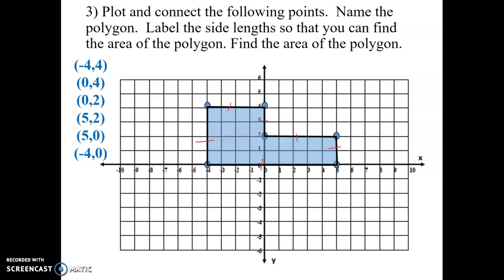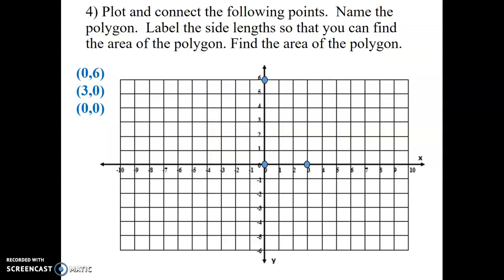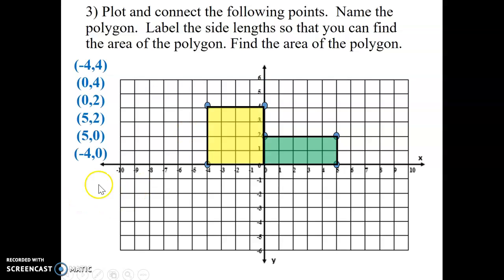So when I go to find the area of it, I might want to break it down into 2 rectangles because I can find the area of these rectangles. When I look for the dimensions, I can now find the area of 2 different figures. So I'm going to find the area first of the square, 4 times 4, which is 16 units squared, and 5 times 2, which is 10 units squared.